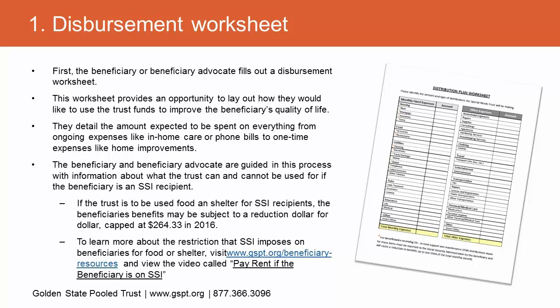And so there's some links here where you can learn more about SSI restrictions. You can really just go to the GSPT website and check out beneficiary resources. And there's also resources for attorneys, both of which describe some approaches to handling paying for food and shelter.